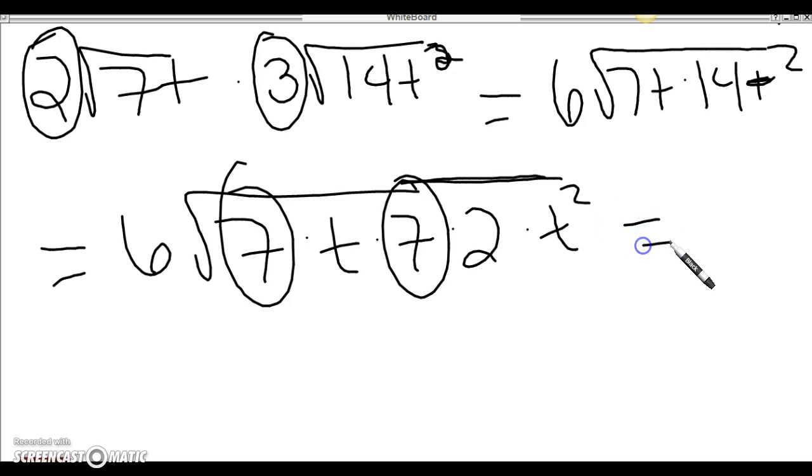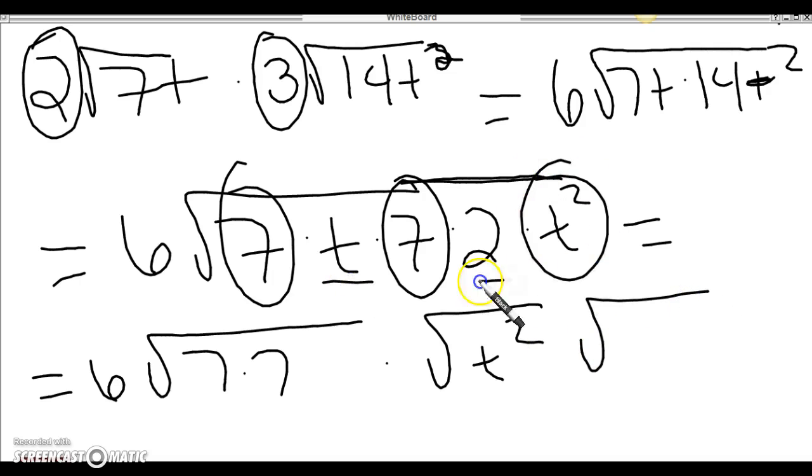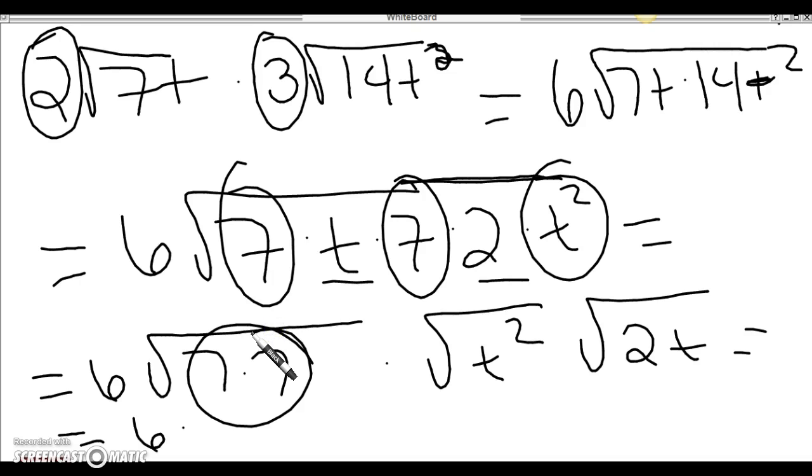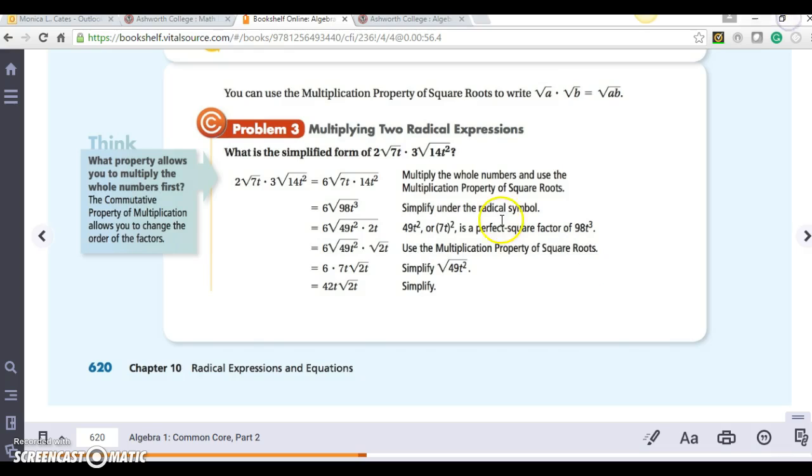If I have 2 of something, 1 can come out. So I have 6 times 7 times 7 times t squared, and everything that's left is 2t. So I get 6 times, you have 2 of something, 1 comes out, or the square root of 49 is 7, so I get 7 times the square root of t squared is just plain old t times 2t. And then last but not least, I get multiplied all together. I get 42t square root of 2t. Okay, same thing. They got 42t square root of 2t.